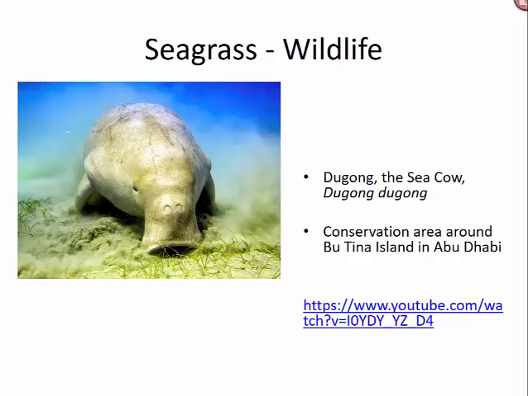Just an interesting picture to finish with. In the seagrass, there is the dugong, this interesting looking mammal that looks like a cross between a seal and many other species. There's an interesting video down here if you wish to watch and find out more about that.